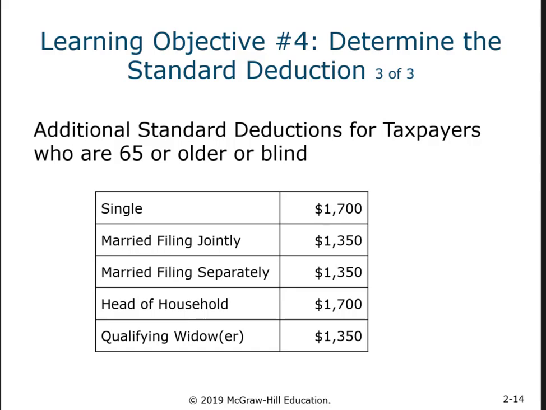So notice that the amount of extra is entirely based on marital status. If you're single, and remember, head of household counts as single here, or head of household, it's $1,700. Married filing jointly, married filing separately, and qualifying widow, being treated like they are married, it's $1,350.